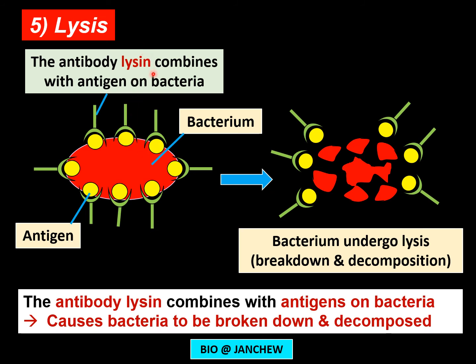So the antibody lysine combines with the antigen on the bacteria to form an antigen-antibody complex. Next, the bacterium will then undergo lysis, which is the breakdown and decomposition of the bacterial cell. So usually what happens is that the antibody lysine will cause the breakdown of the cell wall or the cell membrane. And this causes the rupture of the bacteria or the bursting of the bacterial cells. This is something like the analogy of a soldier that throws a bomb into the enemy's territory and causes an explosion.